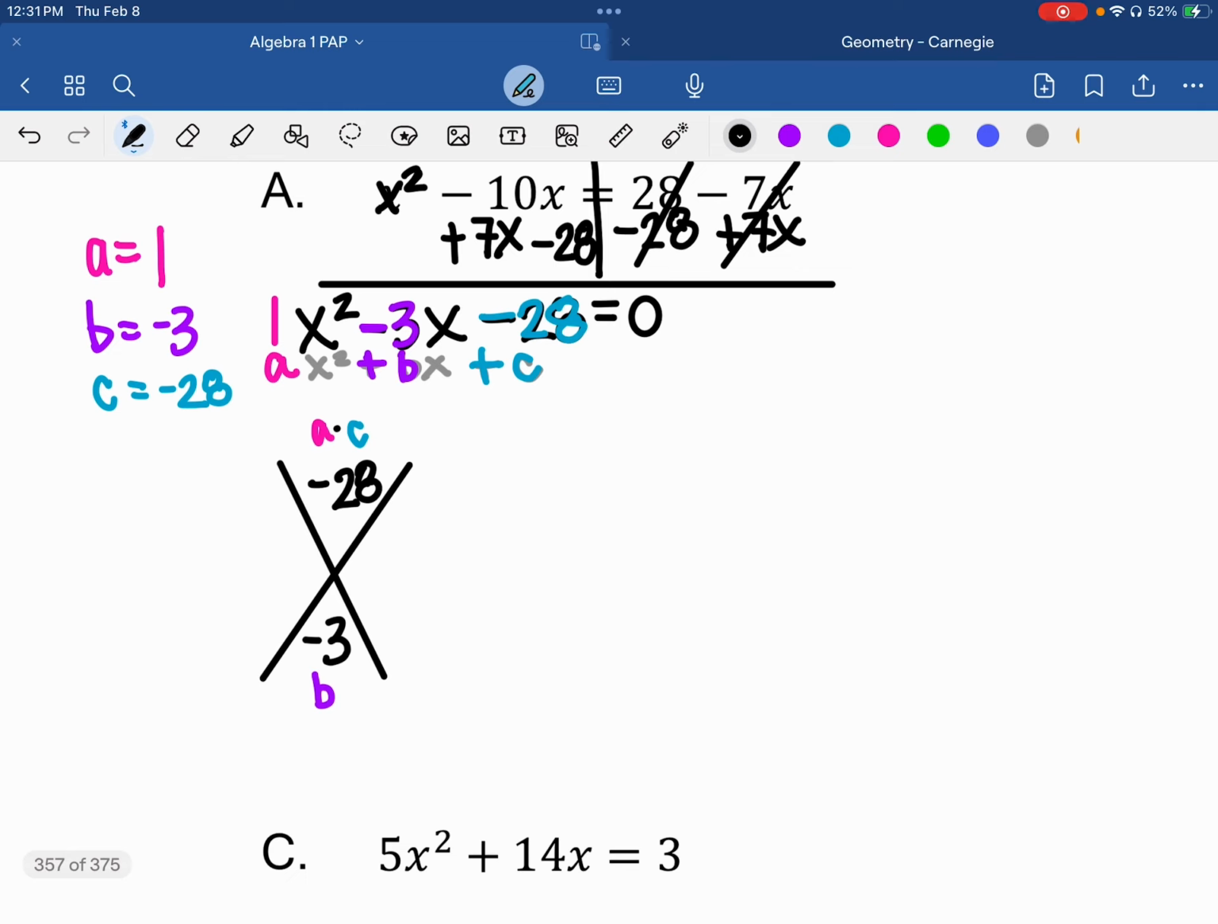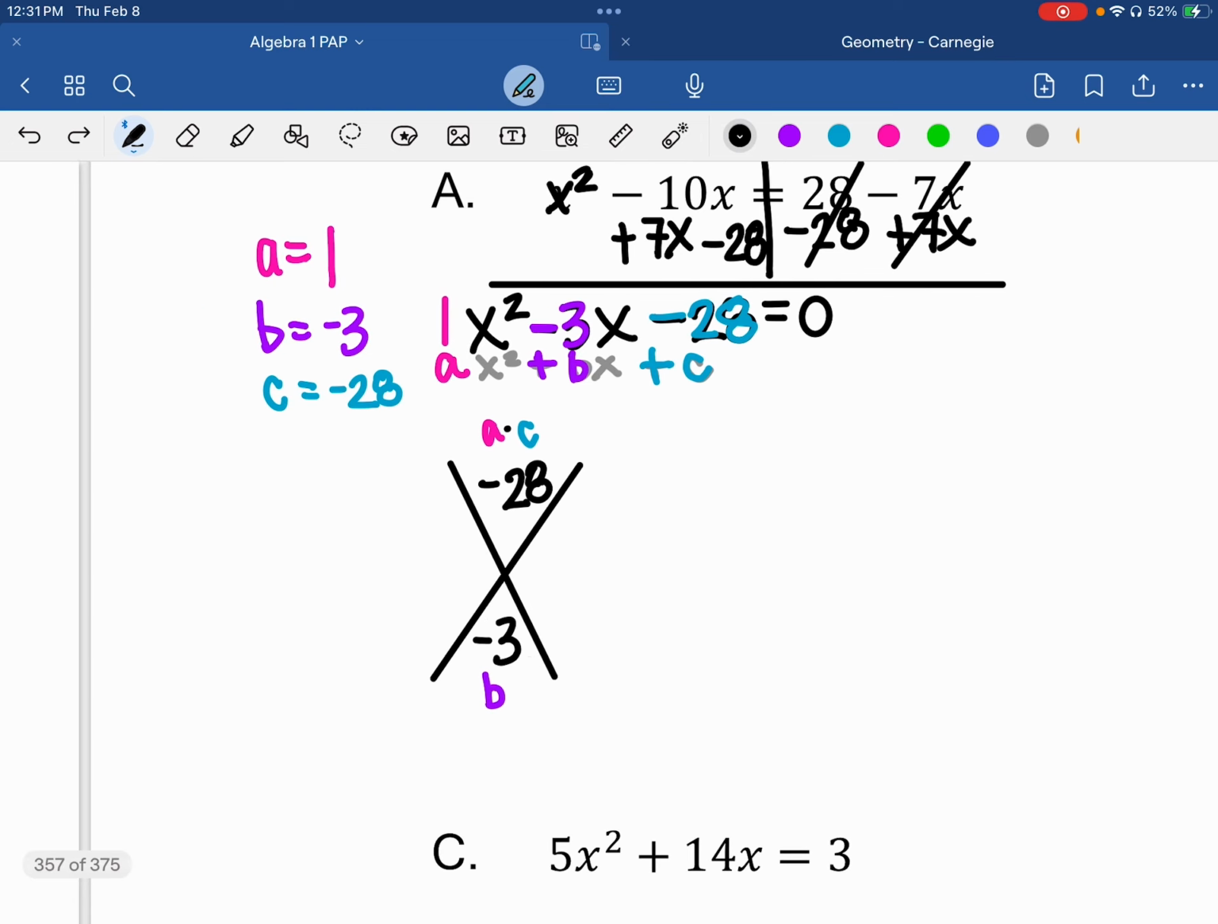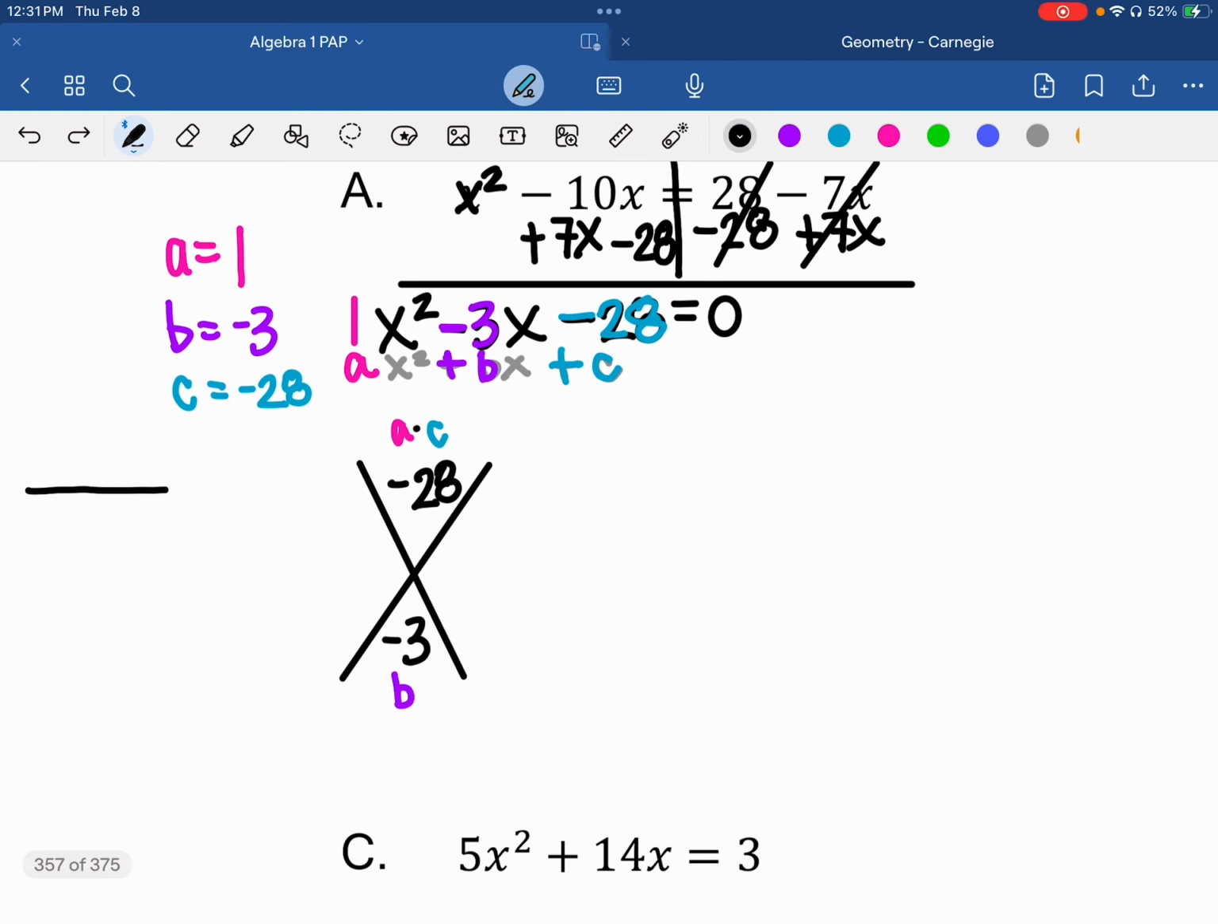Now what I want to do is make a little T-chart. In my T-chart, I want to have one of the sides be a little bit bigger than the other. On the larger side, I want to put my A times C, the top of my X, which is -28. In this column, I want every pair of numbers, two numbers that multiply and give me 28 as their value.